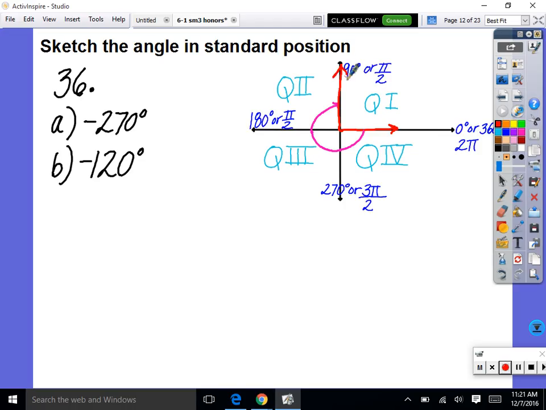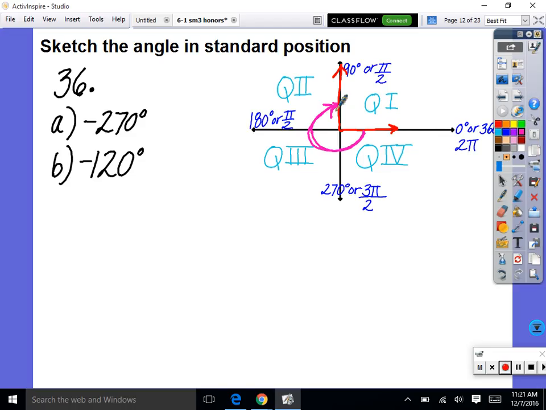And notice my pink arrow is showing that we went in the negative direction. You've got to draw something so that I know you went in the correct direction. Because isn't the coterminal angle also positive 90 degrees? Correct. So if you don't draw the arrow, maybe you didn't draw it right.